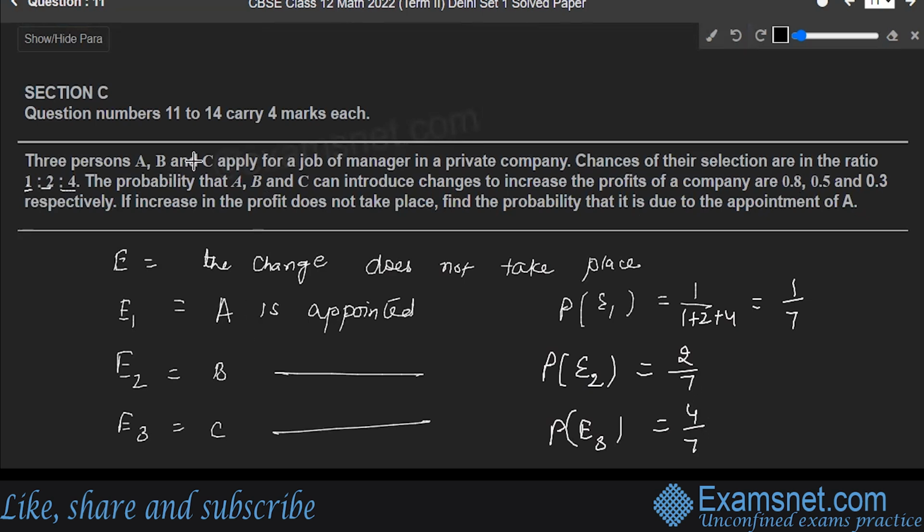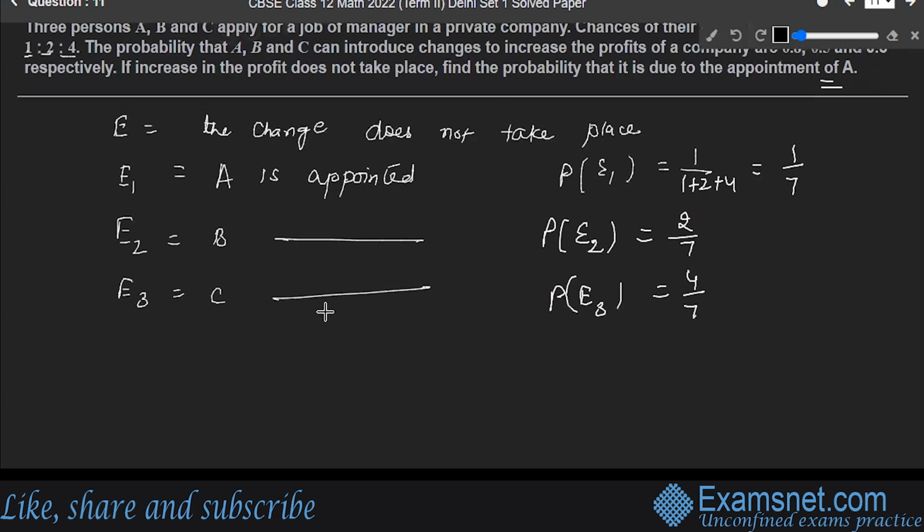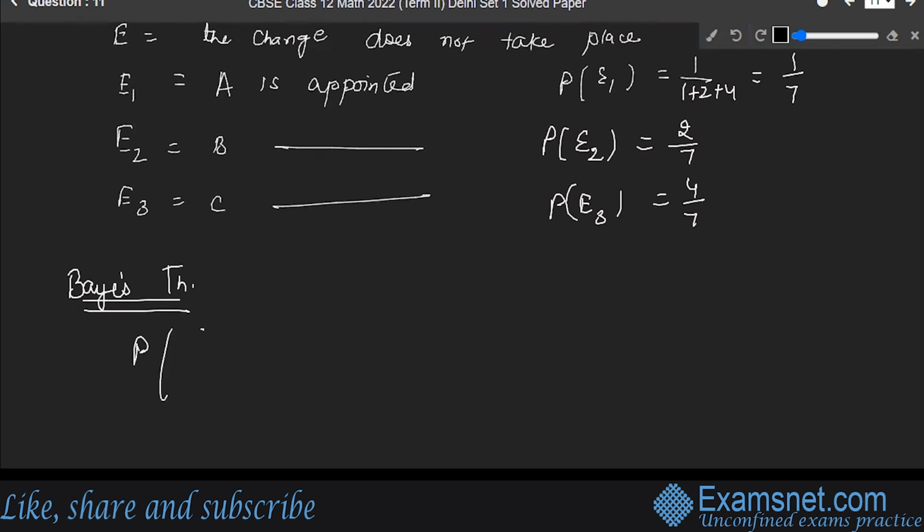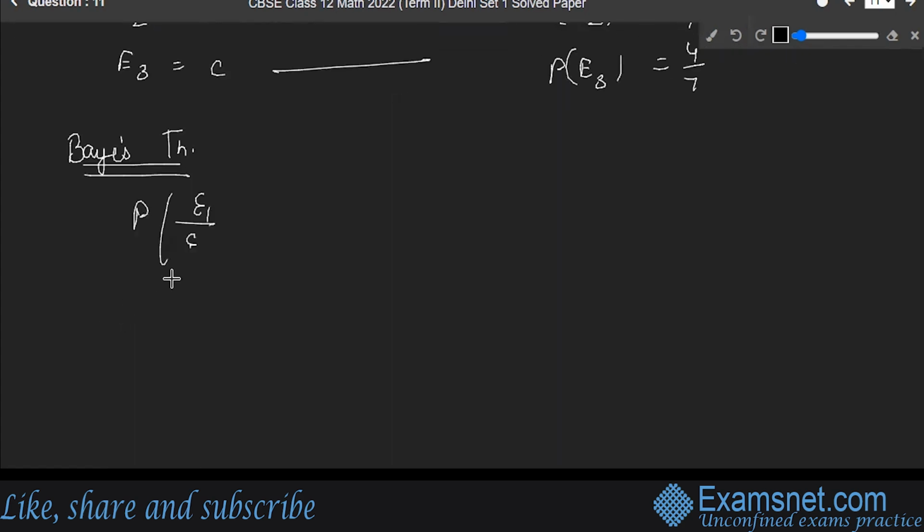Right? Now, what you need to find out? We need to find, if increase in profit does not take place, the probability that it is due to the appointment of A. Fine. So, first of all, I'll be using the Bayes theorem for this. According to the Bayes theorem, according to the question, we have to find out this probability, E1 upon E. Probability E1 upon E, this is what we need to find out.